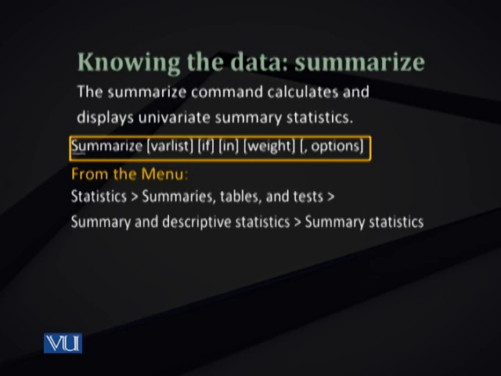So the next thing you see is weight. So we can assign weights. For example, when we are computing the arithmetic means, we can assign weights, you know that. And then we have a square bracket, comma and options. All options are given after a comma in Stata commands. So you have various options available. So this is the syntax of the command summarize, which calculates and displays univariate summary statistics for all the variables or the variables that you specify.